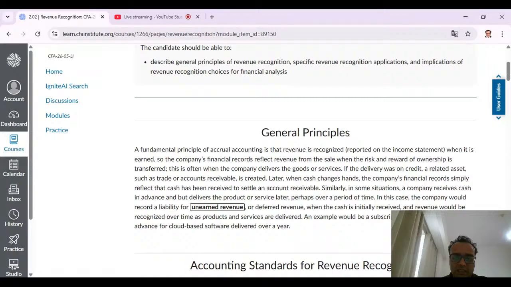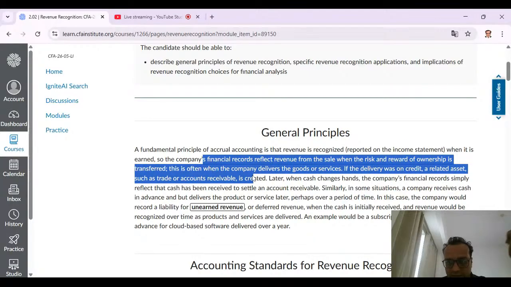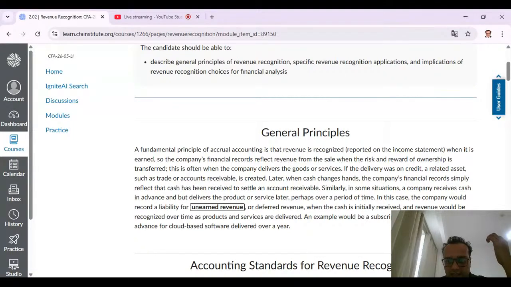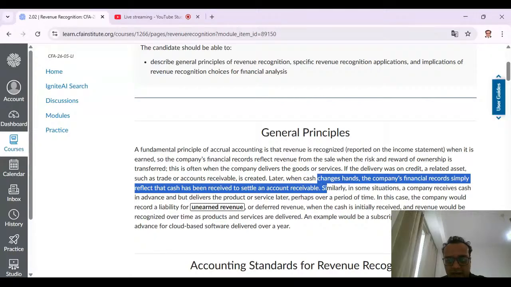A fundamental principle of accrual accounting is that revenue is recognized when it is earned. So the company's financial statements reflect revenue from sales when risk and reward of ownership is transferred. This is often when the company delivers the goods and services. If the delivery is on credit, a related asset such as trade or account receivable is created. When the cash changes hands, it is only the reclassification from debtors to cash.